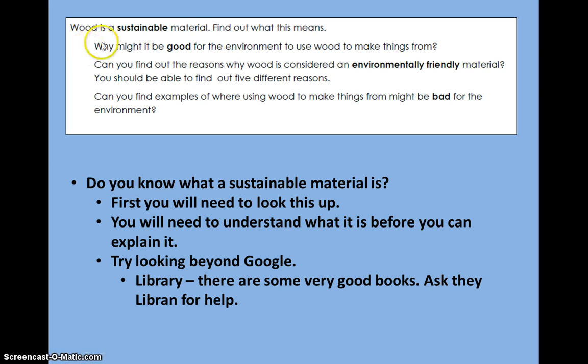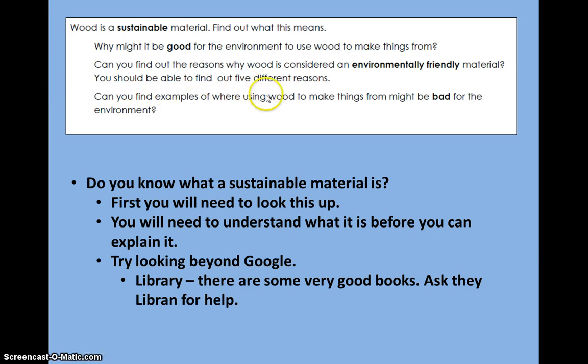So here we go. Some questions up here. Why might it be good for the environment to make things out of wood? Can you find any reasons why wood is considered an environmentally friendly material? You should be able to find at least 5 different reasons, okay? If you're not sure, count them off. 1, 2, 3, 4, 5 when you write them down.